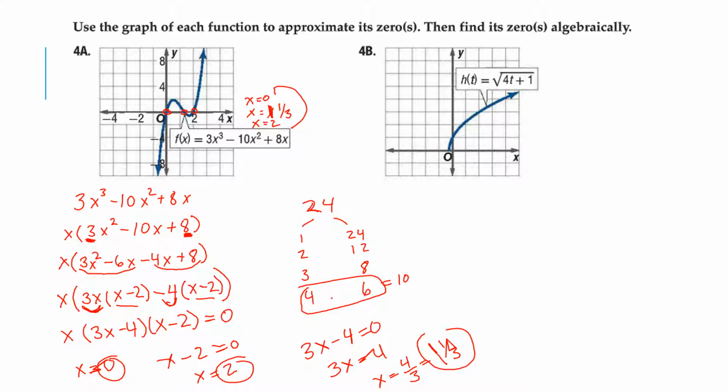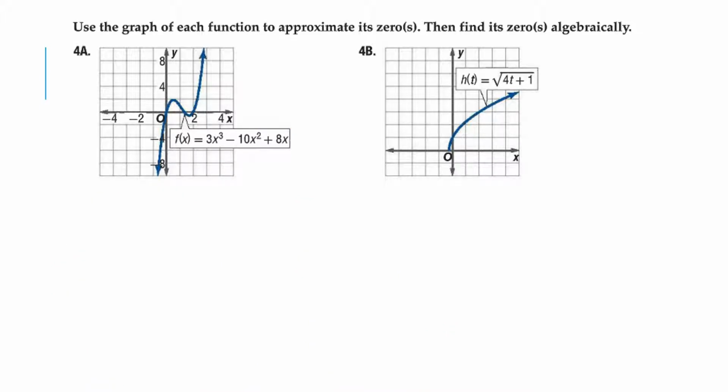Let's try problem B. So now I've cleared the screen and we can look at B here. We have h of t is this. Well, when I look at this for y equals 0, I get just 1 point right there. So I need to find that. It kind of looks like maybe negative 1/4, maybe 1/3, something like that. I don't know. Maybe something like that. So I need to find when 0 equals the square root of 4t plus 1.